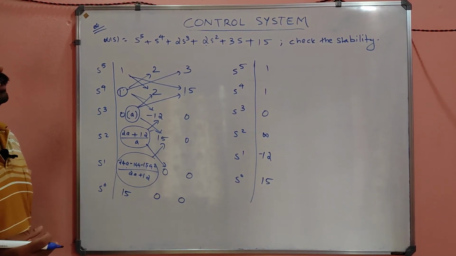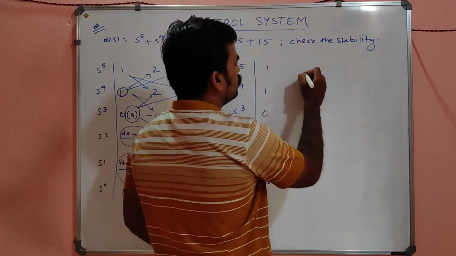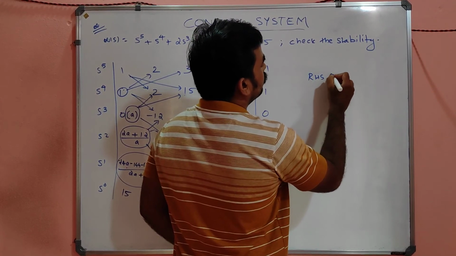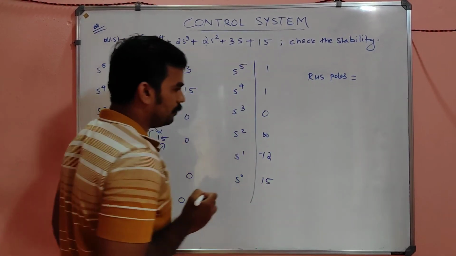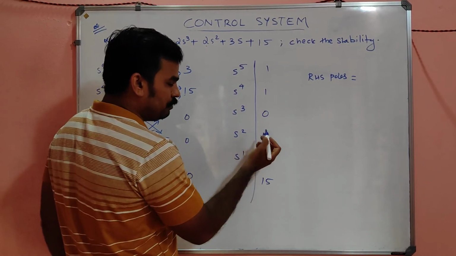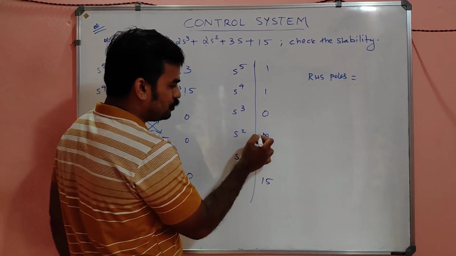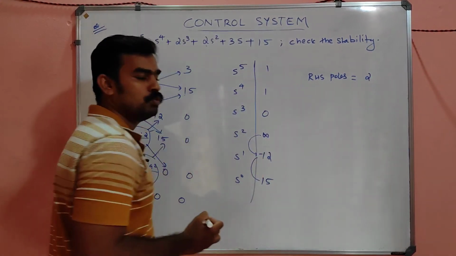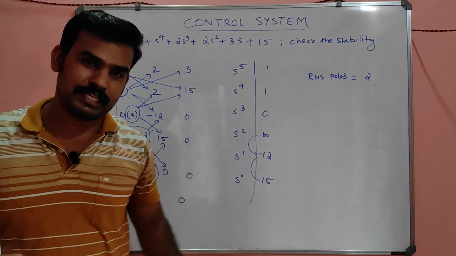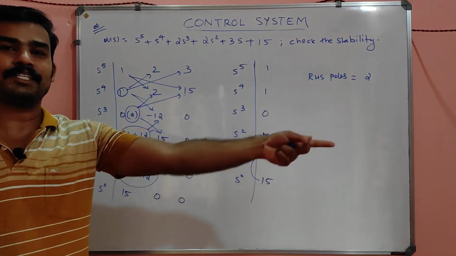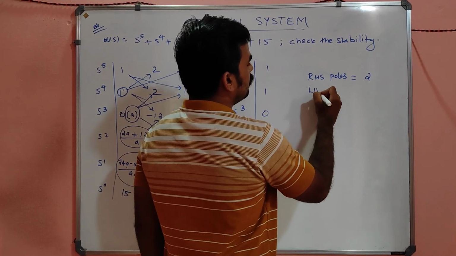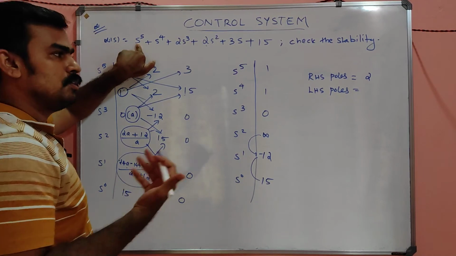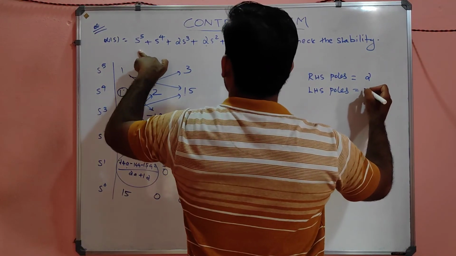Now you can check the stability. RHS poles equal to, how many RHS poles are there? Count the sign changes. Positive, infinity means plus infinity, so positive to negative, negative to again positive. So two sign changes are there. Two poles will lie on the RHS of the S plane. And what will be the LHS poles? It is a fifth order equation, my dear, so the remaining poles will all be on the LHS.